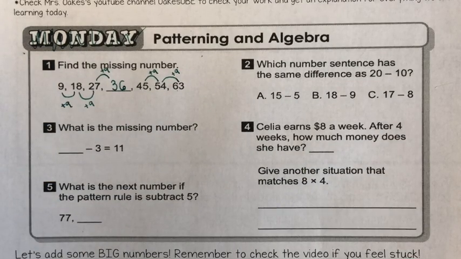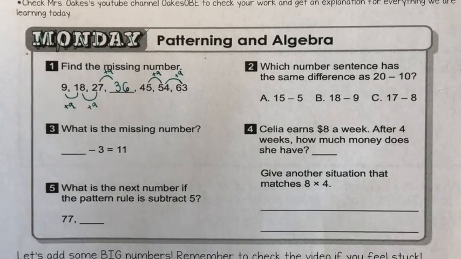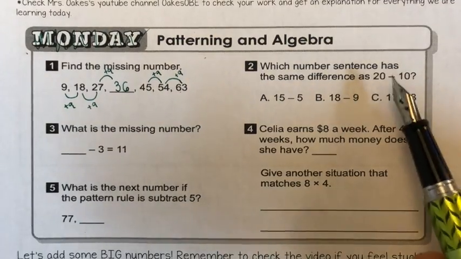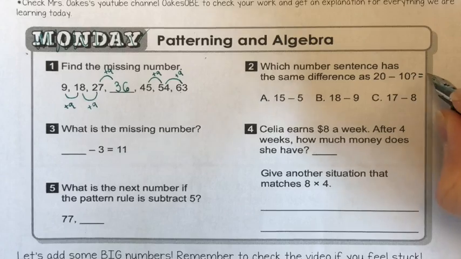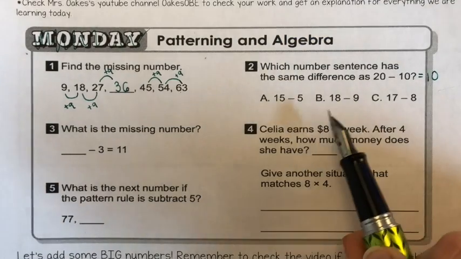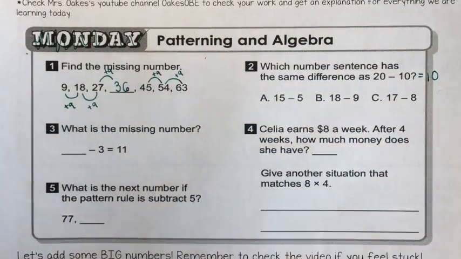Which number sentence has the same difference as 20 subtract 10? So the difference is the answer when you are subtracting. So let's do this together, guys. 20 subtract 10 is 10. So which one of these has the same difference? Which one of these, if you were to subtract it, would give you 10?